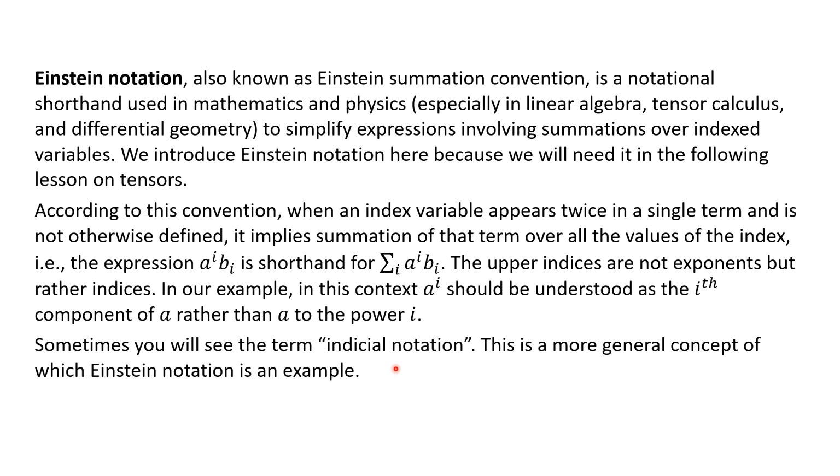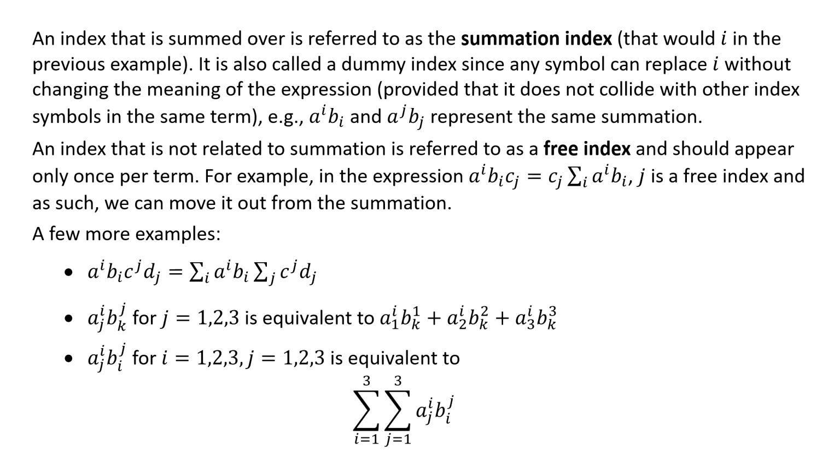Okay, so let's proceed and look at some examples. An index over which you sum is known as the summation index. It's also called the dummy index, since any symbol can replace it. I have an example here. From our previous slide, we had A^i B_i, and that's exactly the same as A^j B_j. You can interchange with any index you like.